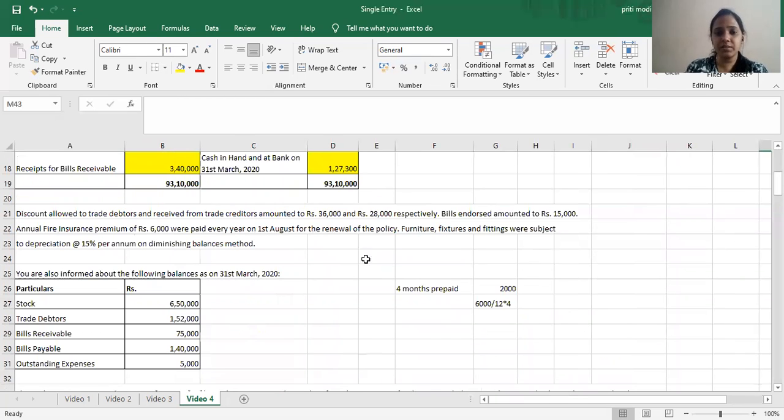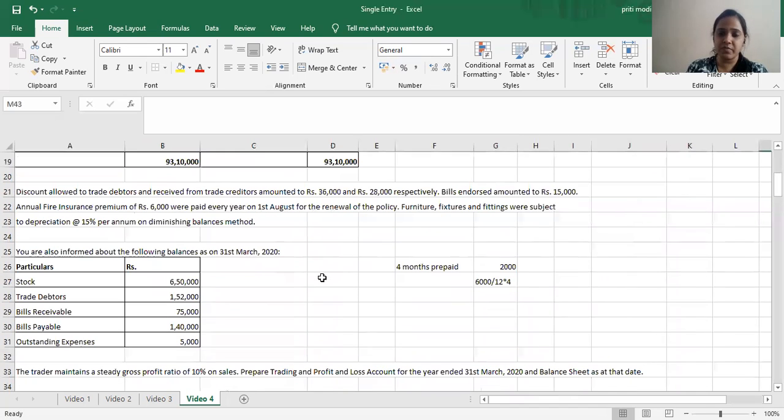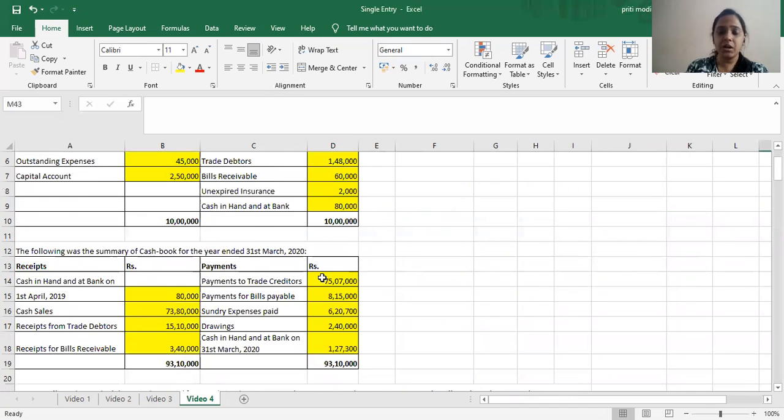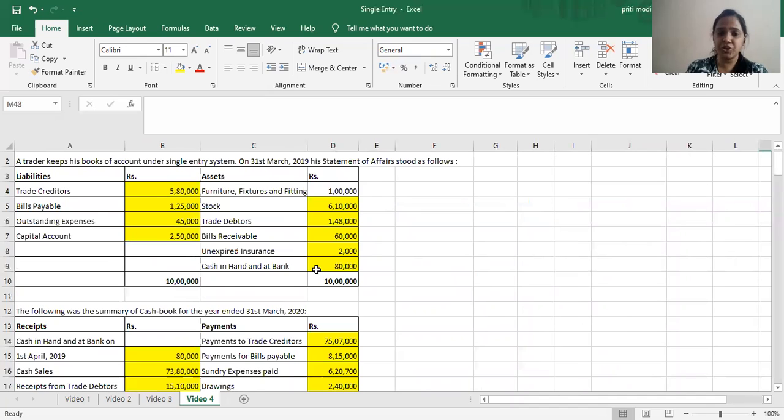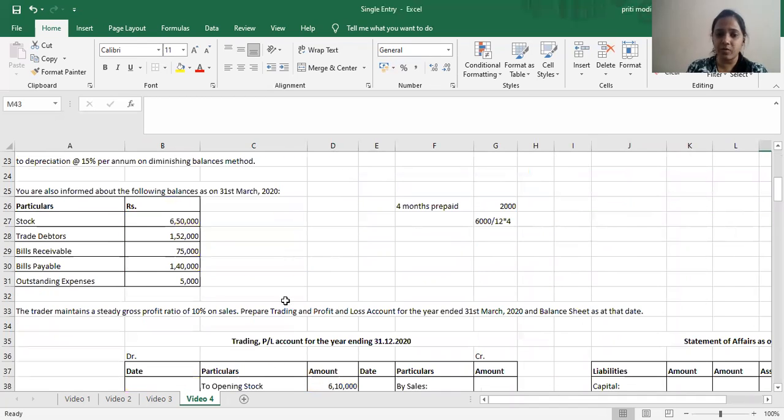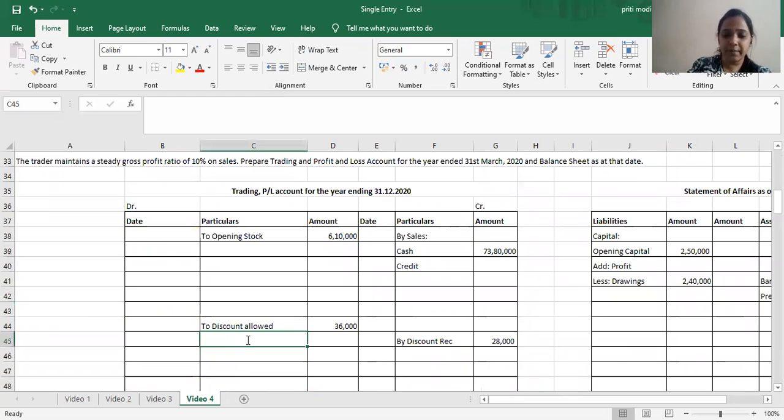Furniture and fixtures were subject to 15% depreciation. 15% depreciation, we have it as 1 lakh. So depreciation, let's write it in our PL account. So to depreciation, it's very simple. It's 1 lakh rupees into 15%. 15,000 rupees is the depreciation. Let's post this also in our closing balance sheet.